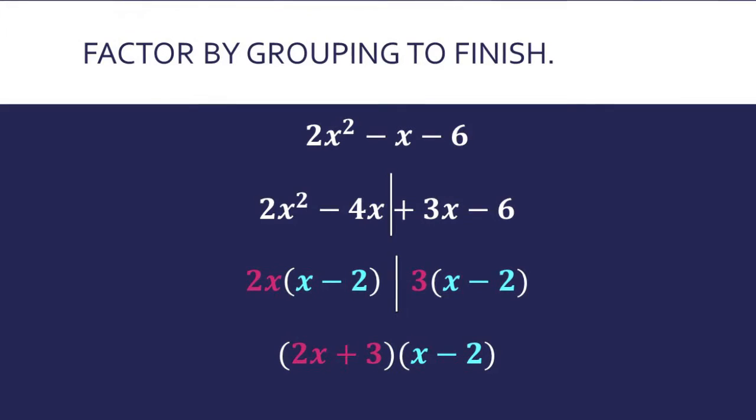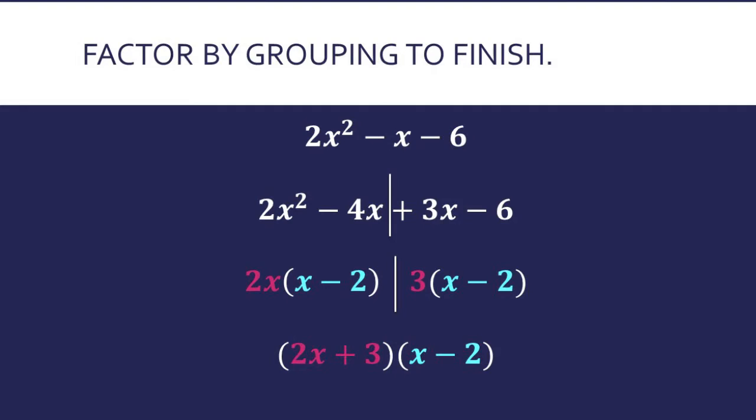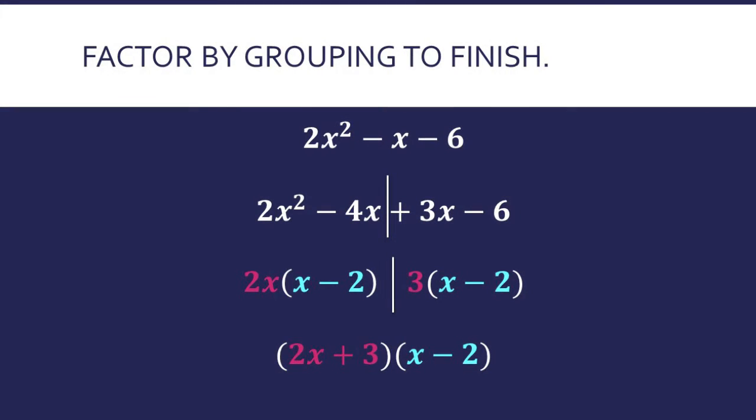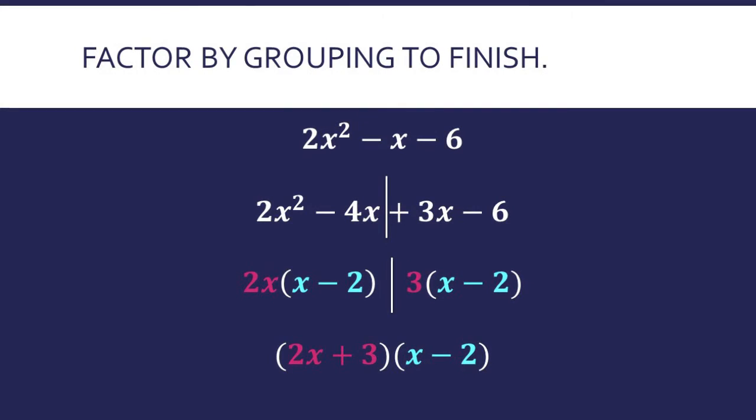Look at the left side. What is the greatest common factor of this side? The GCF is 2x, and when you factor it out, you end up with x minus 2. Do the same for the right side. The GCF is 3. When you factor out 3, you get x minus 2. If what you have in parentheses is the same for both sides, then you did something right.